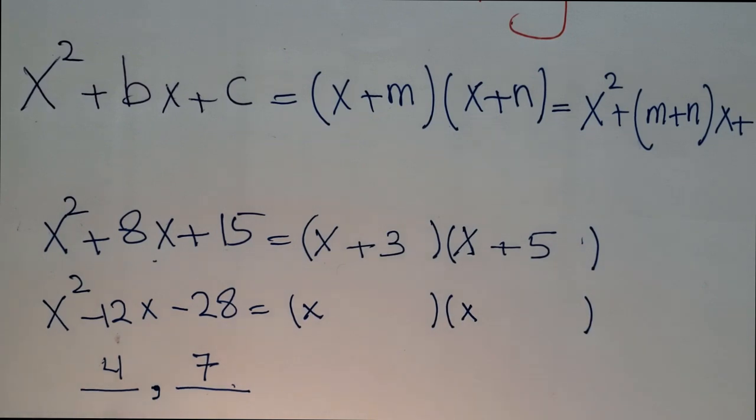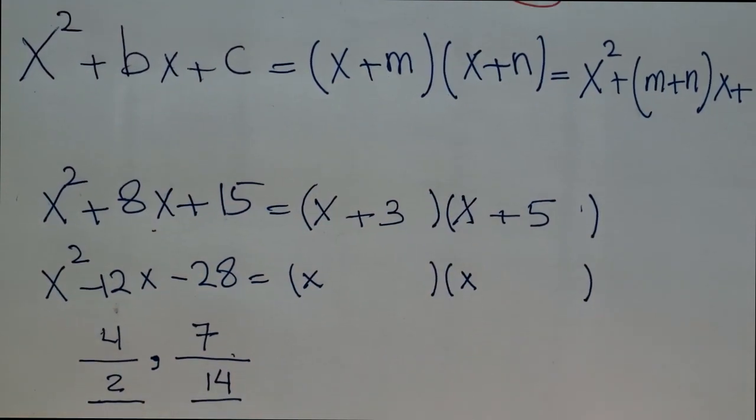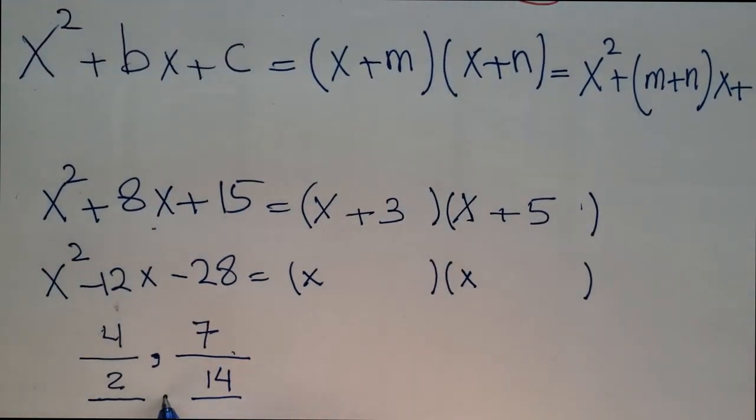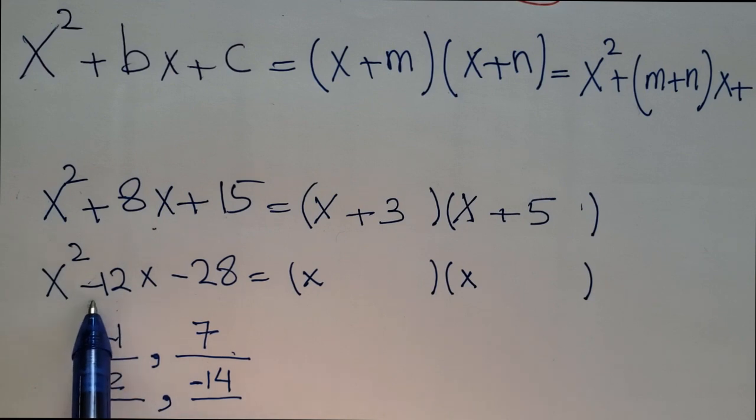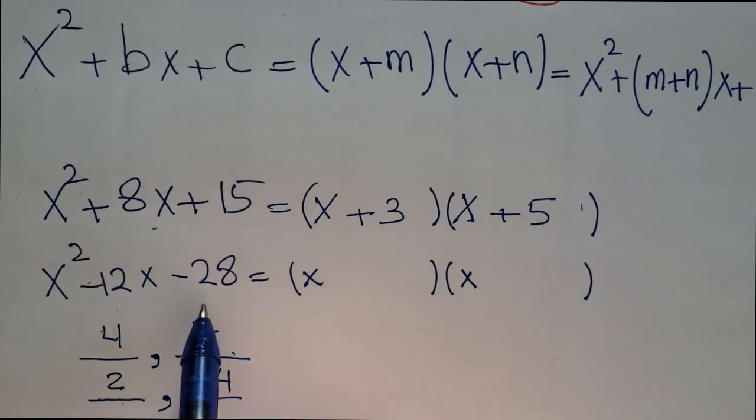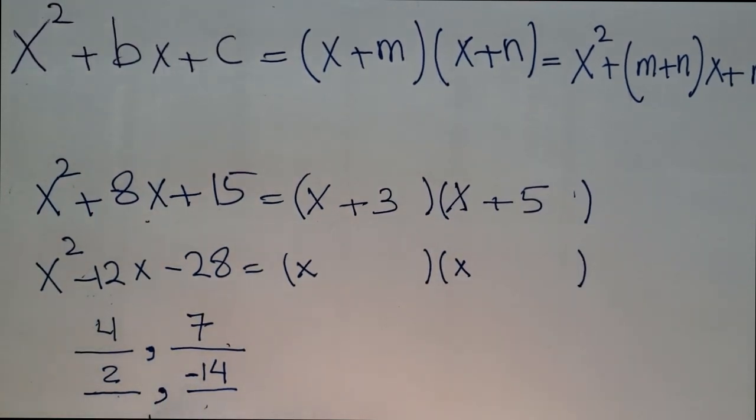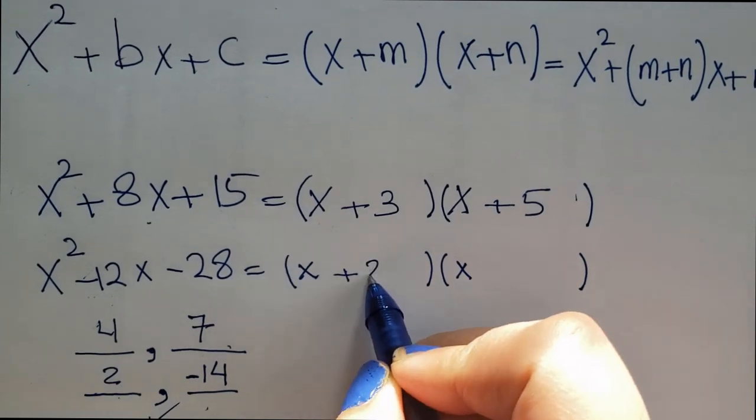The other combination would be 2 and 14, and because it's negative 28, one of these numbers should be negative. I put the negative sign on the bigger number, because when these two numbers are added together, the sum should be a negative number. So 2 and negative 14, when they are added, give negative 12, and when they are multiplied, give negative 28. And that's the answer, so I just substituted here.